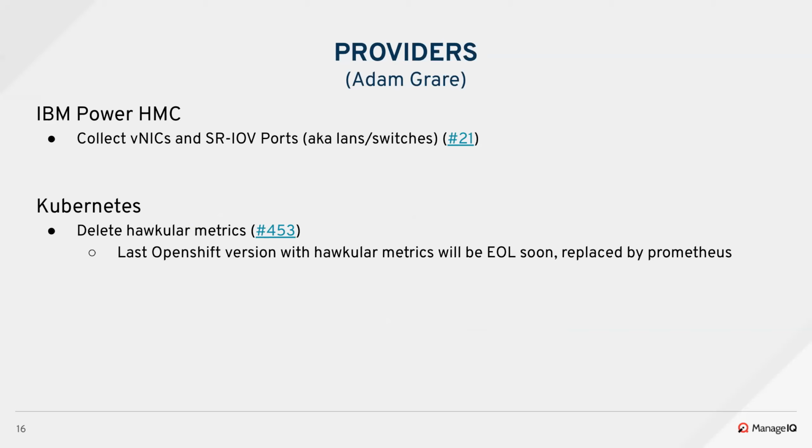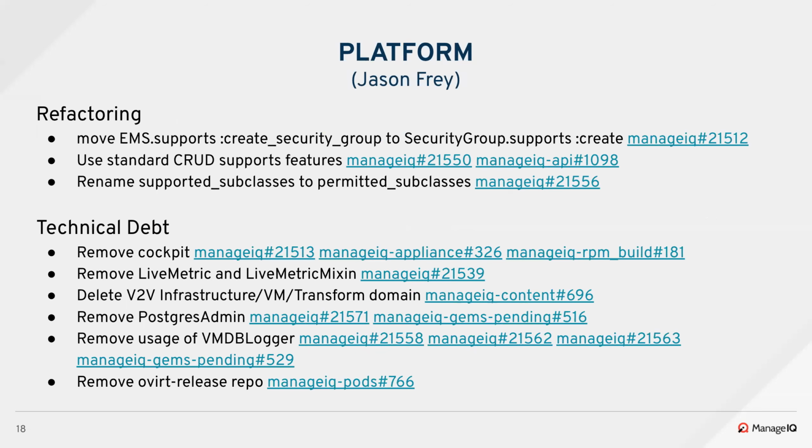For HMC, the Power team has added collection of NICs, LANs, and switches to the HMC provider, which is nice. And for Kubernetes, we deleted Hawkular metrics in this sprint. The last version of OpenShift that supports Hawkular metrics will be end of life around the time that this release is going out. And even in that version, you can already use Prometheus as a metrics backend. And so we've deleted all the old Hawkular metrics code, as well as the dependency on the Hawkular metrics gem, which is nice. And that's it for providers.